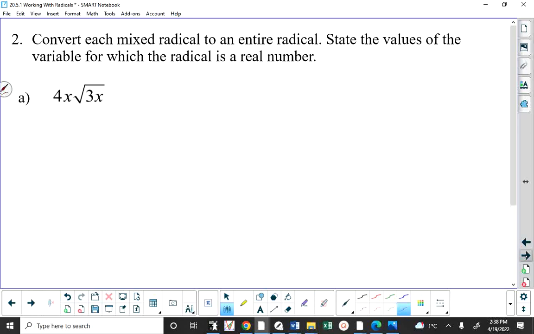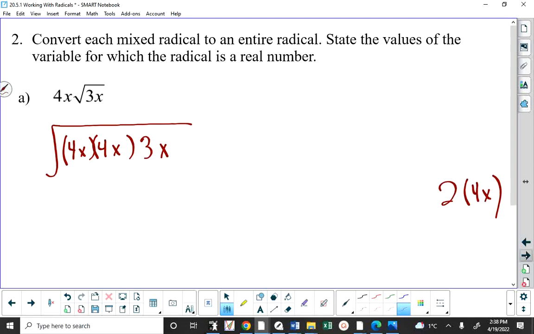Convert each mixed radical to entire radical. Well, as we've seen, when you simplify in this direction, anything that is outside gets written inside twice. And I want to be careful with that word twice. When I say, oh, there's two 4x's, I don't mean this. That's not what I mean. And in fact, I probably shouldn't even say there's two 4x's. I should say there's a factor of 4x that occurs twice. So we simplify this now.